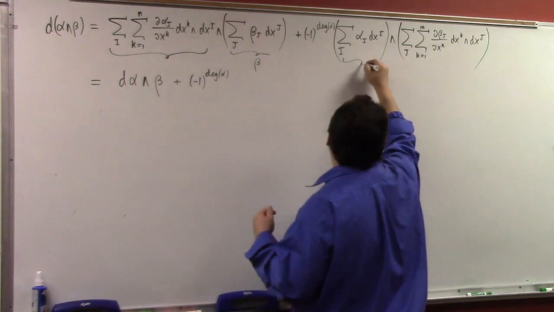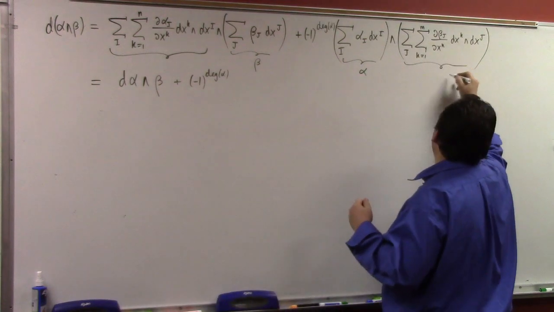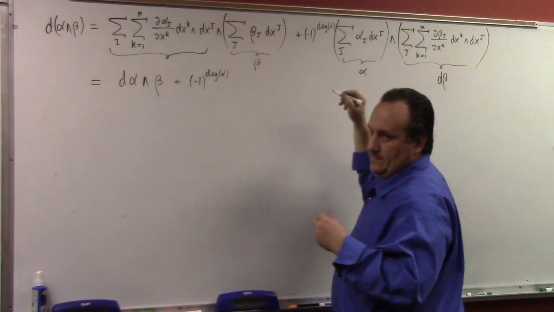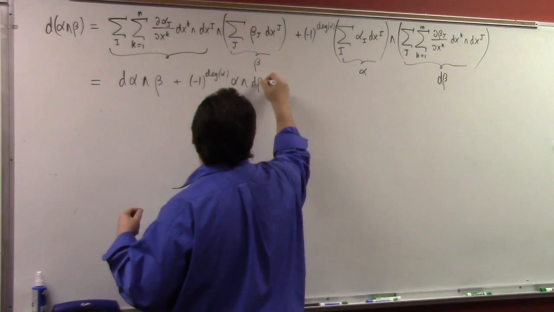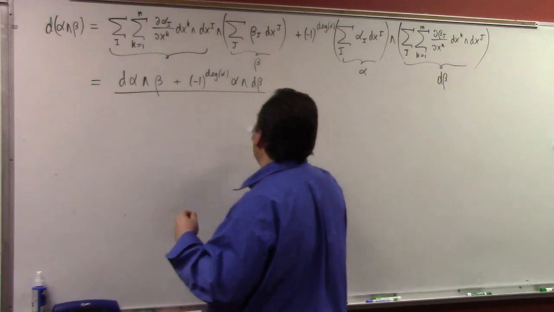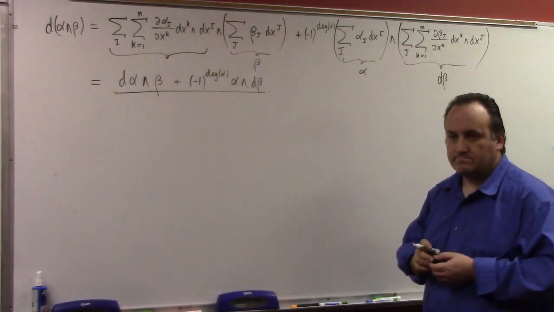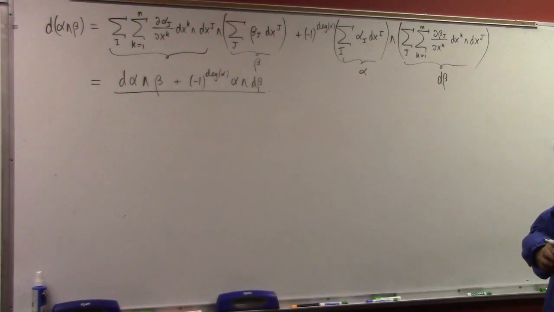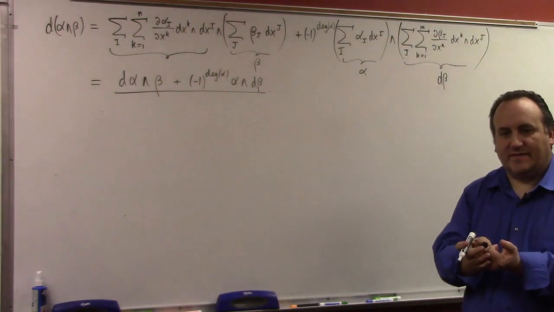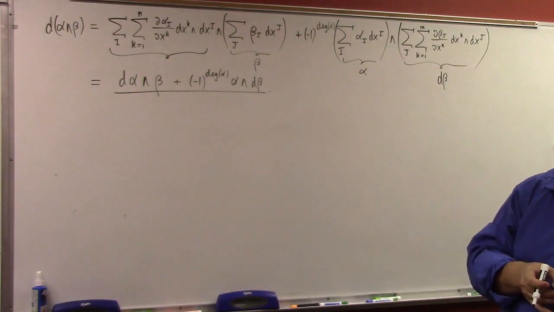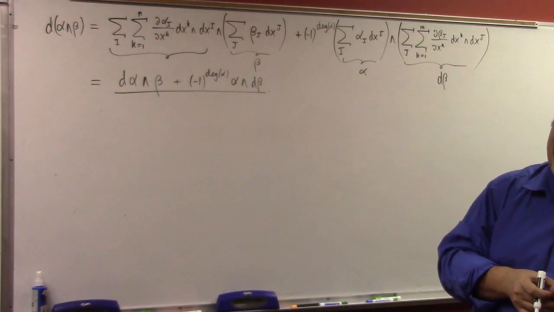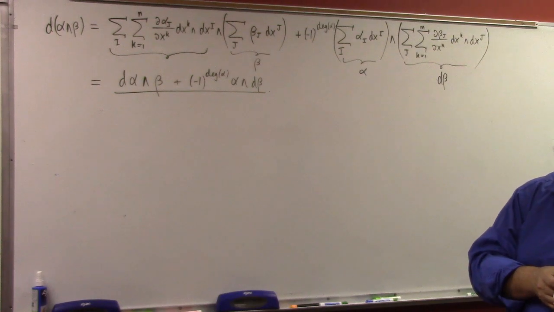This, of course, is alpha. This is d beta. And that is the graded product rule. So if you have the right notation, it's not that bad. Understand that if I did this proof not using multi-index notation, it gets less fun.